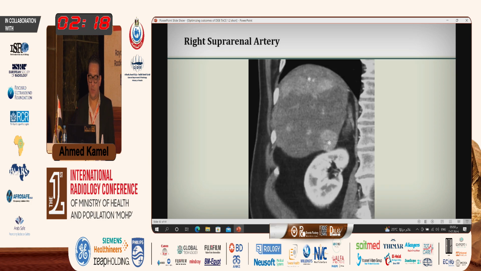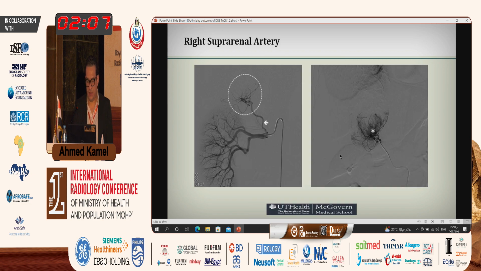It could be even from the suprarenal when the lesion is very close in segment 6 or 5. In segment 6 specifically, when it's very close to the adrenal gland, the suprarenal artery can supply that. Here's a suprarenal artery, and it's feeding this, which is the tumor, and then you have to embolize it.